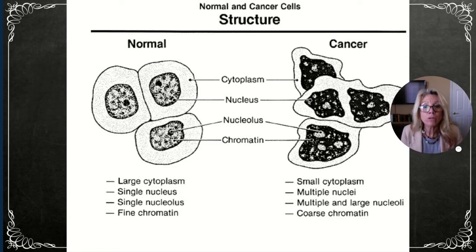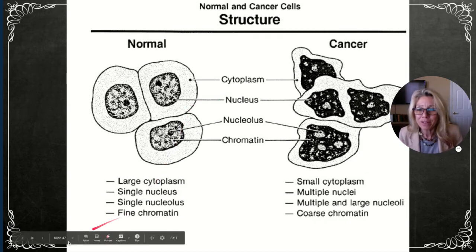They have abnormal nuclei. So here you can look at the nucleus right here. They have multiple nuclei, and this cell has 2. Large nucleoli, very coarse chromatin, and very little cytoplasm in these cancer cells. So on your notes, let's say abnormal nuclei is what you have for your notes.